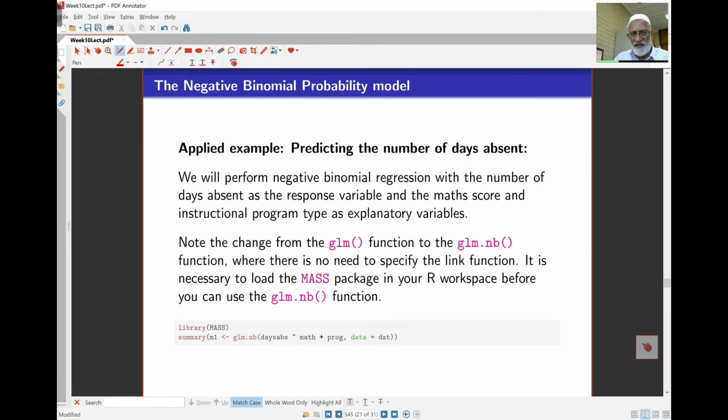So to fit the negative binomial model, we'll require the package MASS, which has the function glm.nb, indicating negative binomial. And you don't have to give it a family because the negative binomial is what's fitted. So here the model fit is essentially the response variable, the covariates on the right hand side, and the data. That's what we require here.